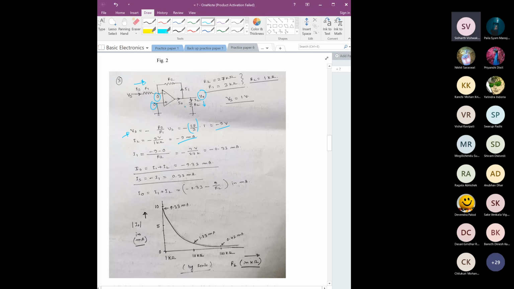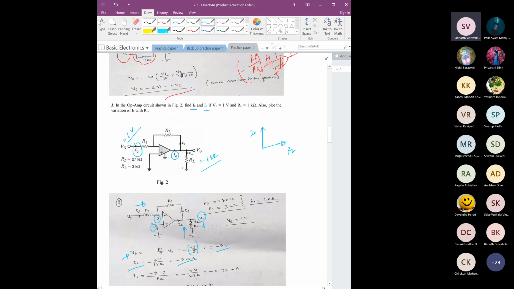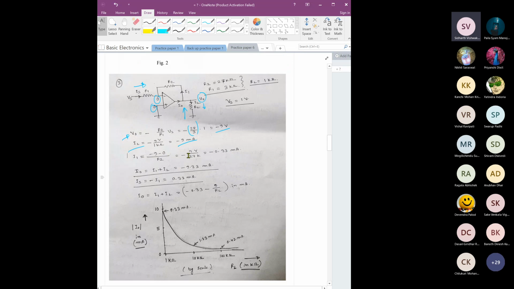That means the current is actually flowing from this ground towards this output, right? And that is expected because V output is negative, so the current direction is expected to be opposite. So here IL is minus 9 milliampere. I think the first question was that one only. We don't have to find IL; we have to find these two, IS and I naught. So we are not yet there.